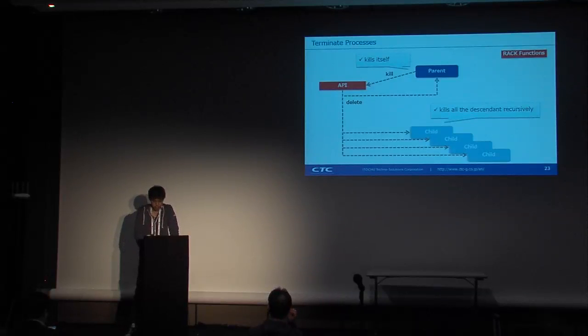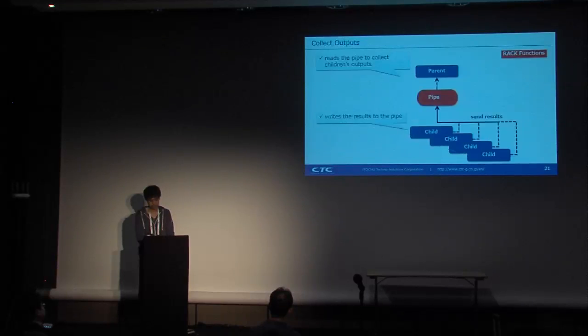As I mentioned, the parent process kills itself, and it means calling the RAC API. So RAC tries to search the process tree and deletes all the descendant processes recursively. So in this case, all these processes will be terminated.